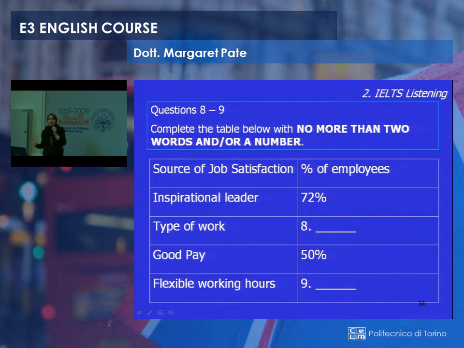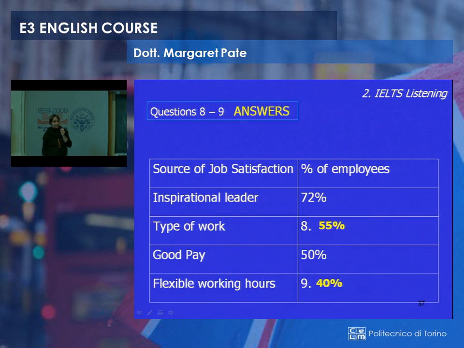Okay, I hope those of you who were attempting the exercise managed to get this. The answers, number 8 was 55% and number 9, 40%. Okay? Now then, when you're listening to numbers and dates and things like this, often you will hear maybe more than one example of each type of number. Write the first one down that you hear. If you're not sure if it's right or wrong, don't worry. Maybe the next one you'll understand, oh yeah, that was the right one.